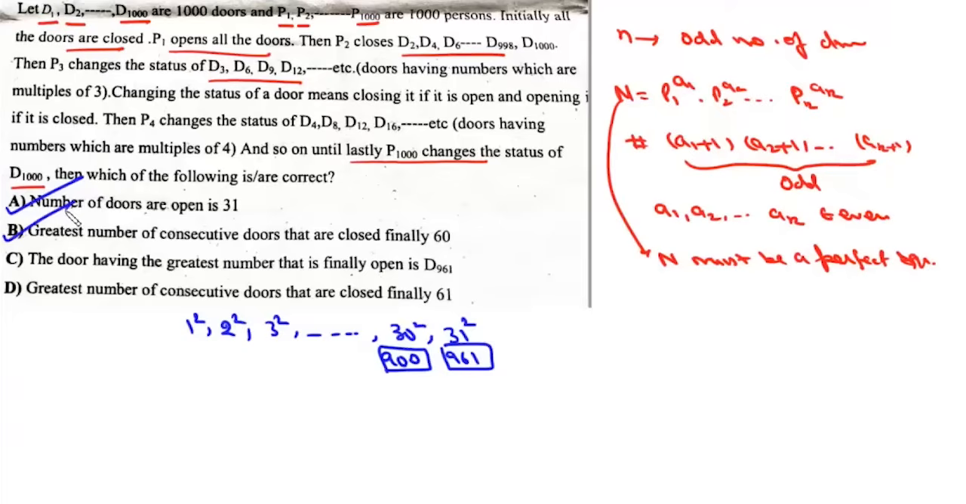So that means this option B is also correct. Option C: the door having the greatest number that is finally open is 961. It is also true. And D: the greatest number of consecutive doors that are finally closed is 61. No, this is not 61, it is 60. So this option D is incorrect. So the correct options are A, B and C.